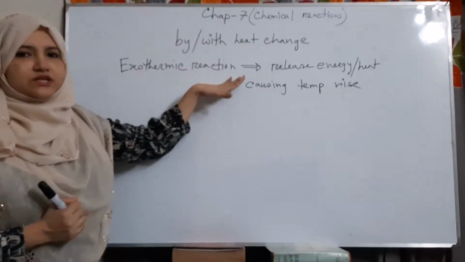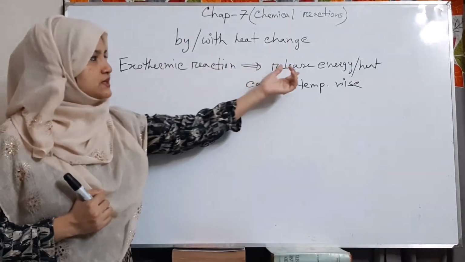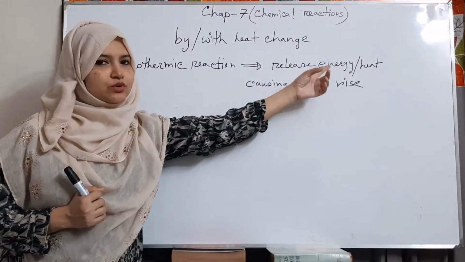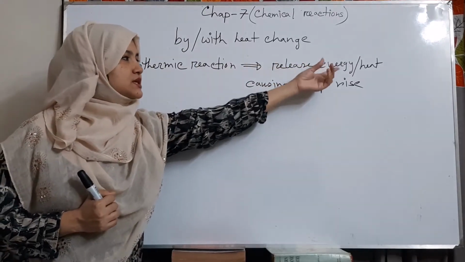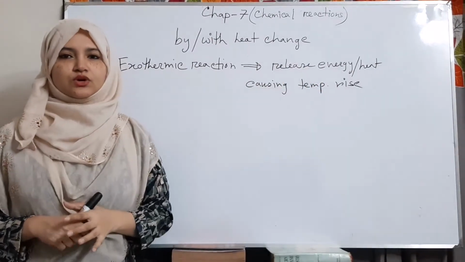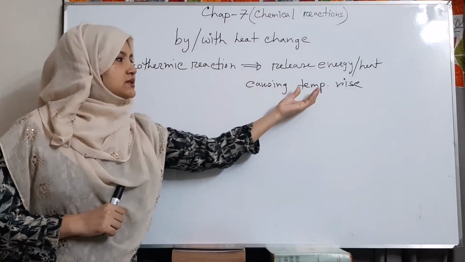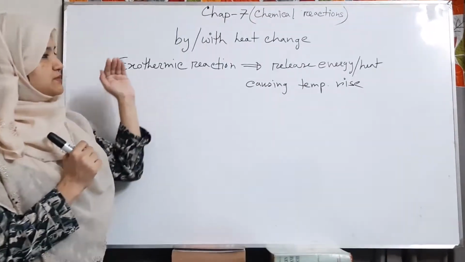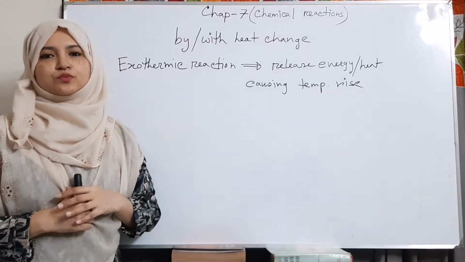At first, exothermic reaction. The exothermic reaction is one which releases or evolves energy in the form of heat. That means it releases heat energy, causing a temperature rise in the surroundings. Here, along with the products, heat energy is also produced.